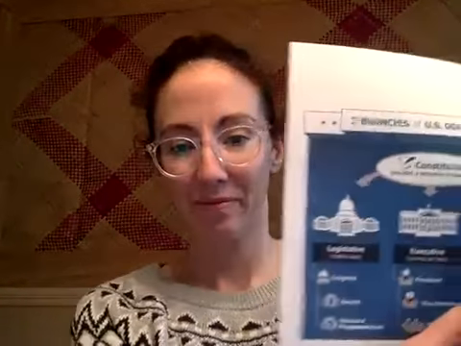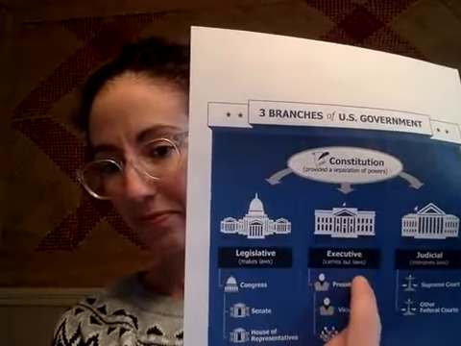Question 15. Who is in charge of the executive branch? Executive. The president. Executive branch, the president. The president now, of course, is Donald Trump. So Donald Trump currently is the president. He is also in charge of the executive branch.